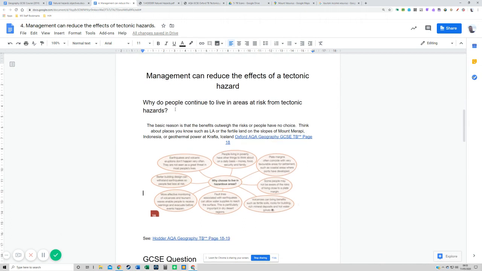So this first little bit: why do people continue to live in areas at risk from tectonic hazards? This is likely to be an explain question, where you'll have to explain the reasons people live in areas where you've got volcanoes, earthquakes, possibly weather hazards as well, such as hurricanes and so on. So what we need is 2 or 3 really good ideas which we can explain.